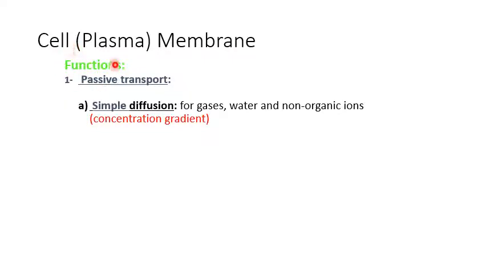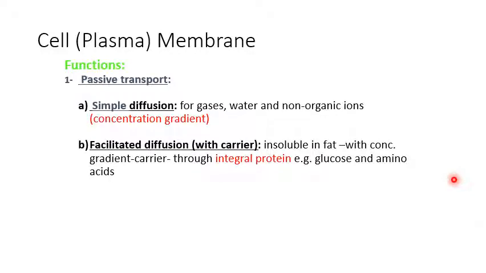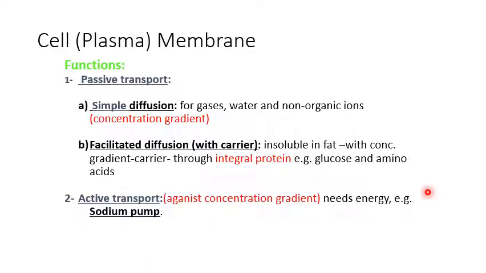Further, we divide passive transport into simple, in which gases or water move with the concentration gradient along the phospholipid layer, while facilitated diffusion needs a carrier. Substances that are not soluble in fat move by concentration gradient through the transmembrane protein, the integral protein, which acts as a carrier, as in the passage of glucose and amino acids. What is the meaning of active transport? It is transport of molecules against the concentration gradient, and this needs energy.